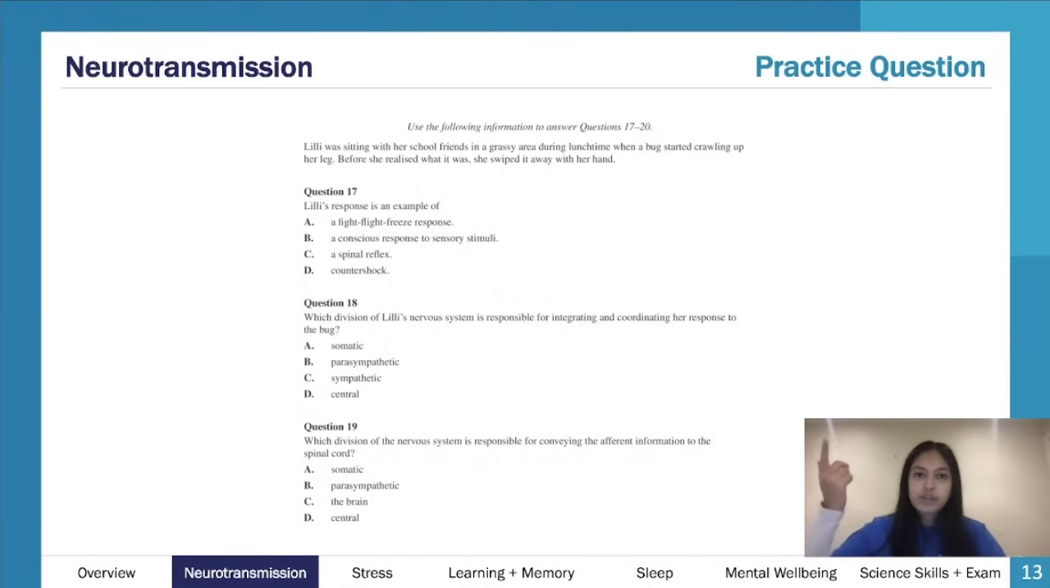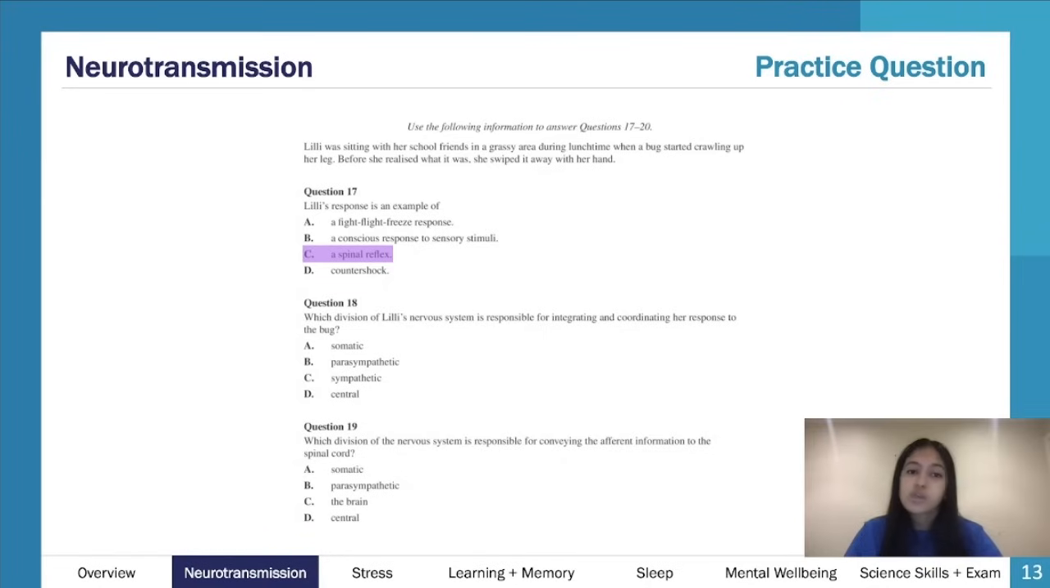So the brain is going to register it, and then it's going to say, okay, I want this uncomfortable stimulus off my hand. We're going to send an efferent, or motor, impulse through our motor neurons, and then they will work on the skeletal muscles in my right hand, or maybe the muscles in my left arm, to move it away or to flick it off. So that idea of it being really conscious. "Before she realized what it was," that's what tells us that this is a spinal reflex.